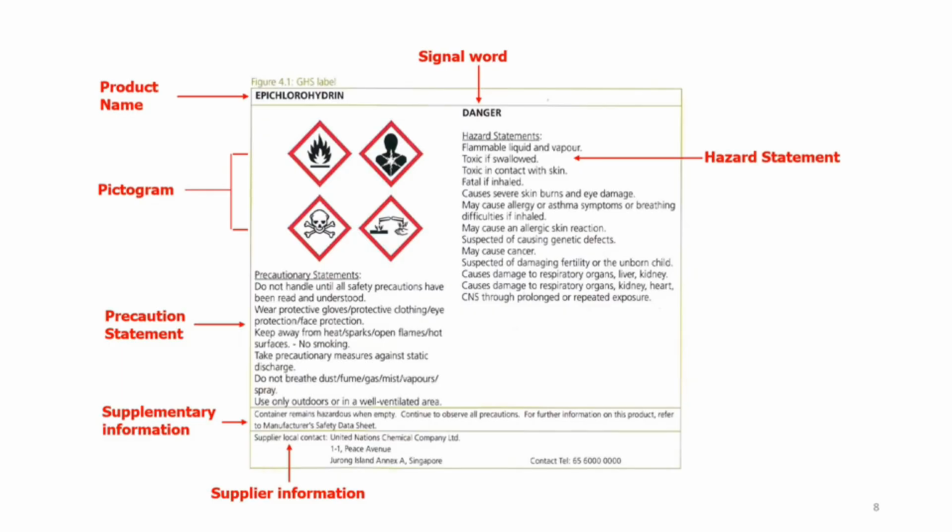Precautionary statements, there are also quite a few. For example, wear protective gloves, protective clothing, eye protection, face protection because the substance is corrosive. Keep away from heat, sparks, open flames, hot surfaces. No smoking because it's flammable.